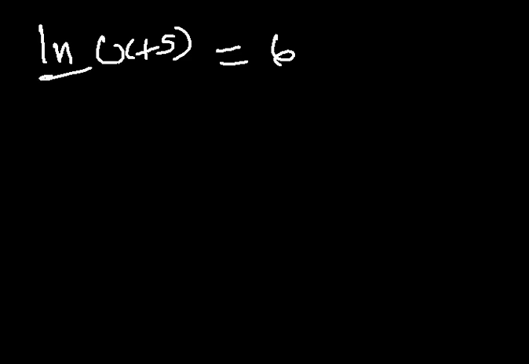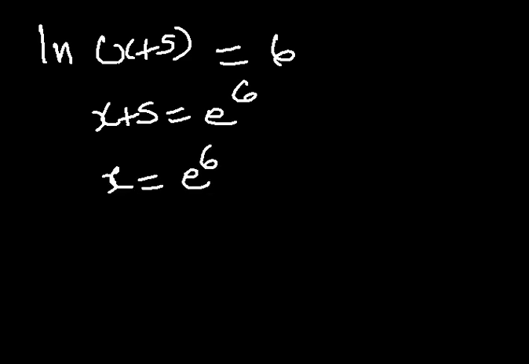So now let's say we have ln of x plus 5 is equal to 6. How should we solve for this? You can see that we are looking for x, which is part of the natural log, hence we have to delete the ln. In that case, we'll have x plus 5 is equal to e to the power 6. Hence we'll have x is equal to e to the power 6 minus 5. So this is the solution.